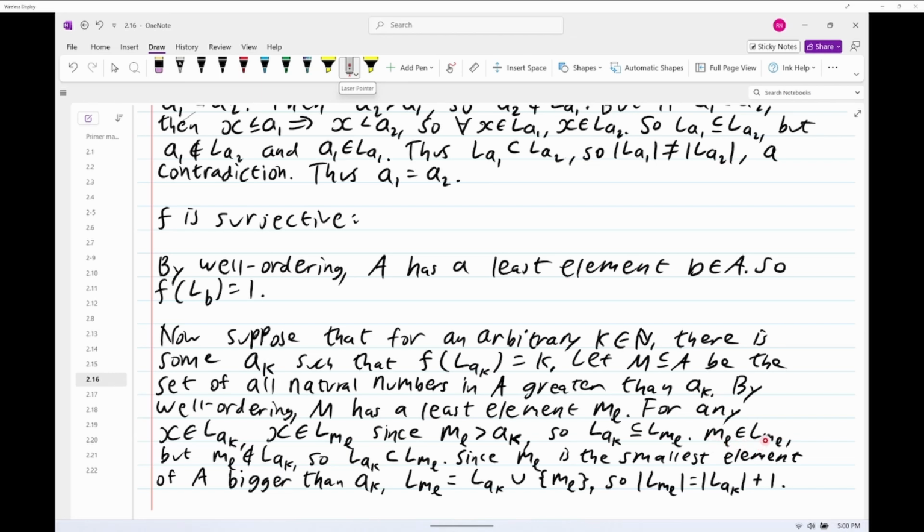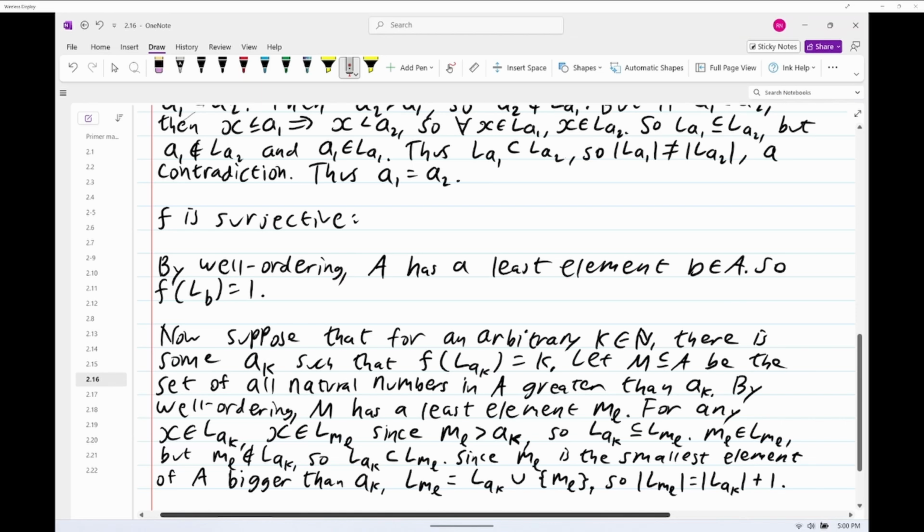ML is in LML, but not in LAK, because ML is bigger than AK. So we have proper containment: LAK is properly contained in LML. Since ML is the smallest element of A bigger than AK, LML is equal to LAK union the set containing just ML. So the cardinality of this is going to be equal to the cardinality of this plus the cardinality of this. The cardinality of this is 1.